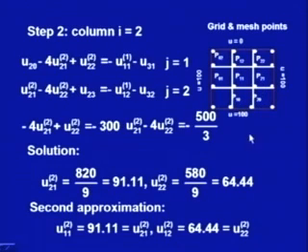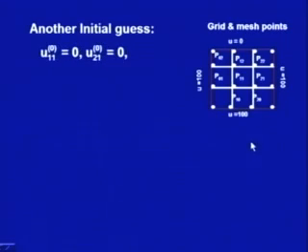So let us do this same example with another initial guess as u11 is 0, u21 is 0, u12 is 0 and u22 is 0. So this is my initial guess. First I will go with the fixed row, that is again I would like to go with the row 1.